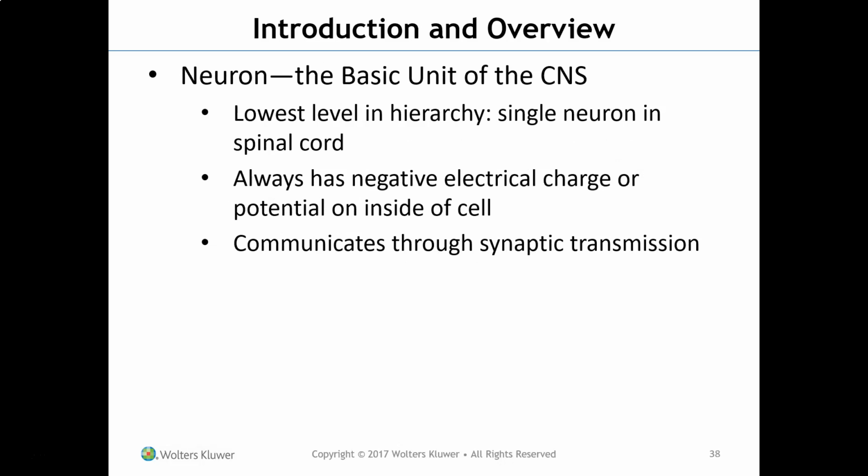The neuron is the basic unit of central nervous system. Lowest level in the hierarchy, single neuron in the spinal cord. So if you have just damage to the one neuron, it's no big deal. Now, one thing that you have to realize is that neurons don't undergo mitosis, so they're not susceptible to cancer. Remember, only cells that go through mitosis are susceptible to cancer, so it's very rare for you to get cancer in the neurons. Now, glial cells are different. Glial cells are also found in the brain. They go through mitosis, so whenever you get cancer in the brain, it's usually of glial origin. They always have a negative electrical charge or potential on the inside of the cell. Neuron communicates through synaptic transmission.